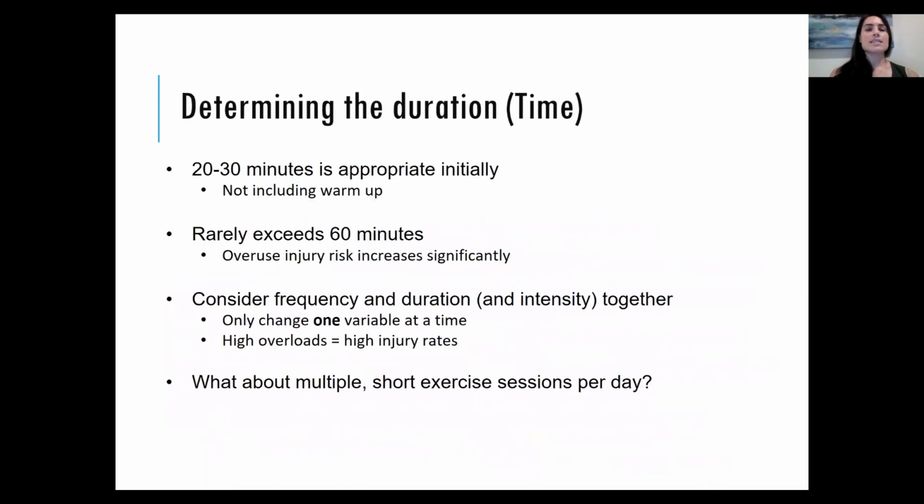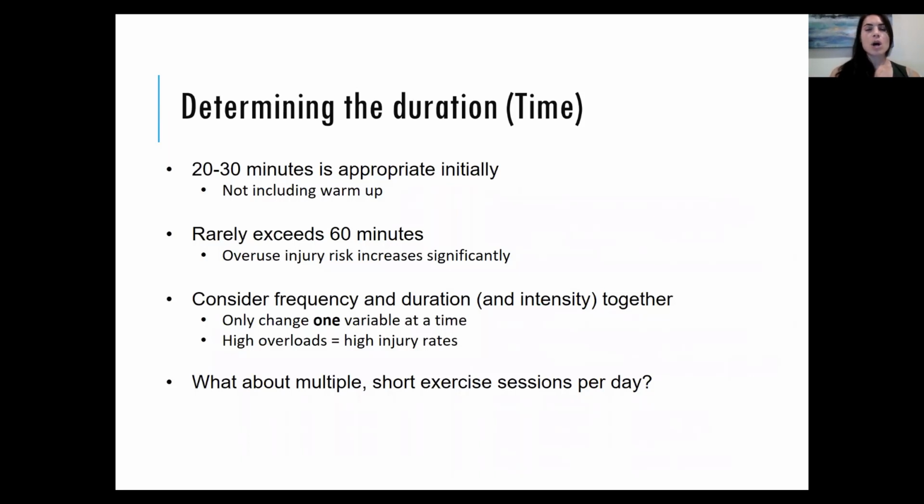Now let's talk about the time of your FIT principle. 20 to 30 minutes is usually appropriate to start, and that doesn't include warm-up. Again, this is specifically for cardiovascular training. Rarely do you prescribe cardiovascular training that's longer than 60 minutes because of the increased risk of injury. However, there are certain clients training for things like a marathon, a half marathon, or a triathlon, where the amount of time is going to exceed 60 minutes.